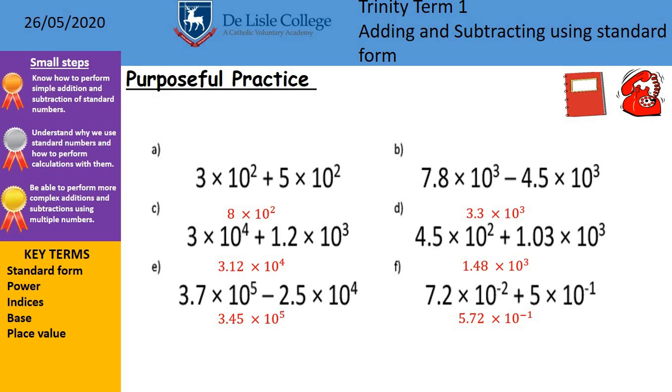Now, if you take a look at part A and B, you will see that in actual fact, the 3 and the 5 simply added to make 8, and the 7.8 subtract the 4.5 gave us 3.3. So because we had the same powers of 10, our place value was in a similar arrangement. We could actually just deal with the numbers themselves quite easily. So we're going to try and use that approach in a moment.